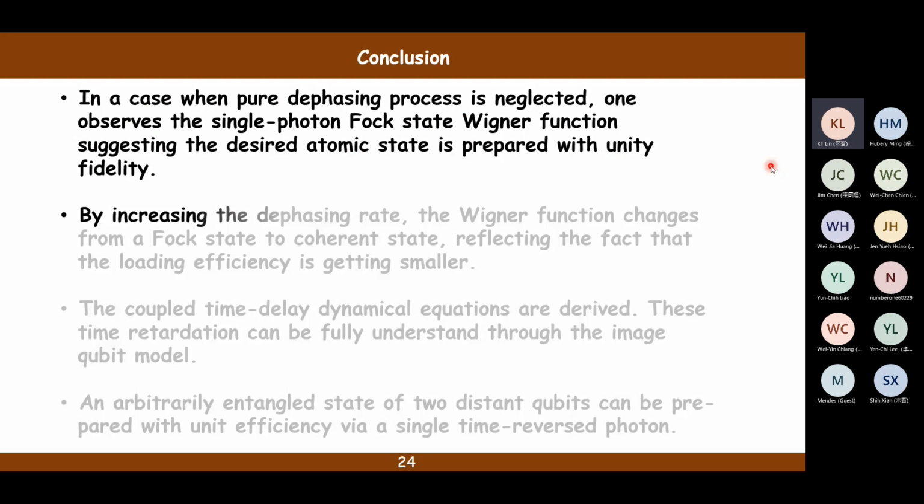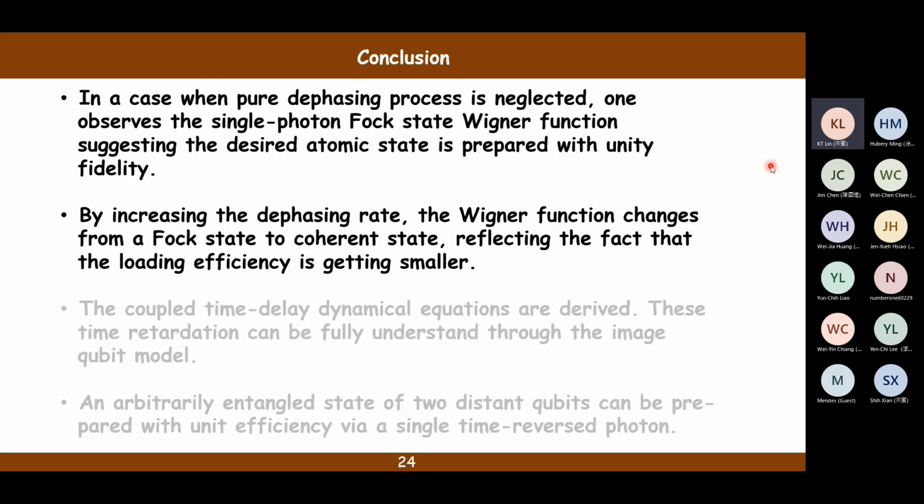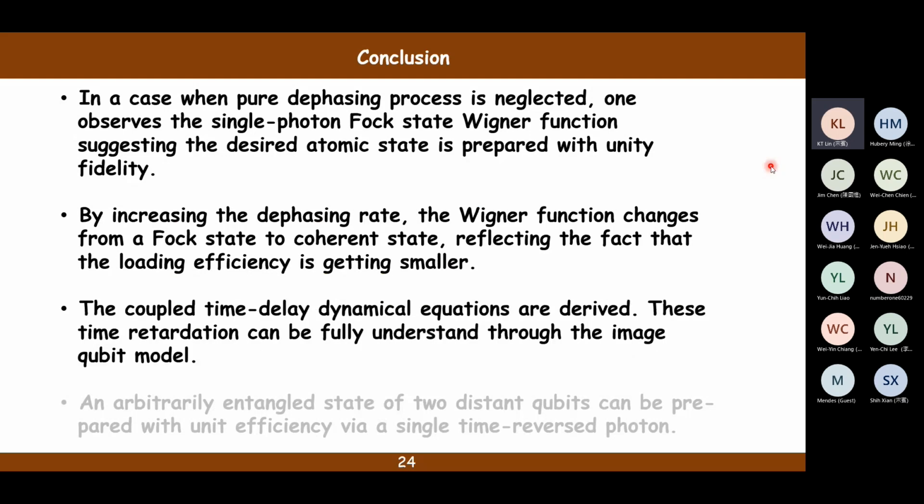And also the second one is that if the dephasing rate is increasing, then the Wigner function must change from the Fock state to the coherent state. And the third one is that we derive the coupled time-delay dynamical equation, and some physical meaning of these equations can be understood from the image qubit model.